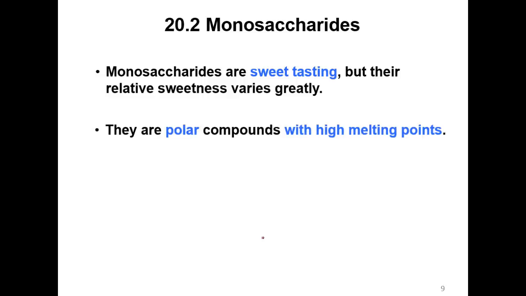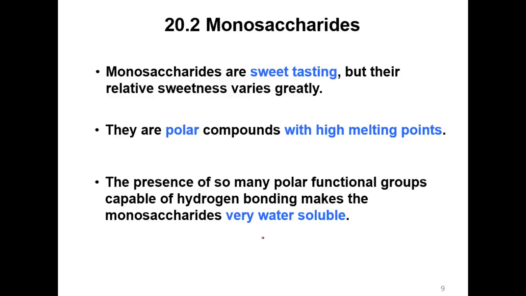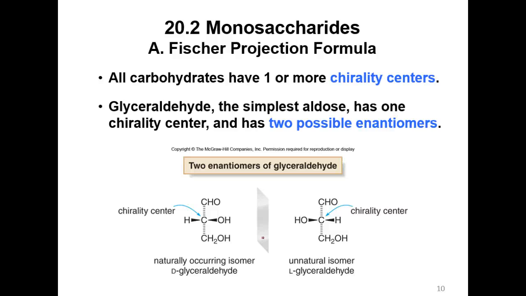Monosaccharides are sweet. They are very polar, and because they have lots of hydrogen bonding, they have relatively high melting points. The presence of all these polar groups make them very soluble in water, right? They also have chiral centers. So now we get a little bit back to chirality, stereochemistry that we talked about in one of the chapters.